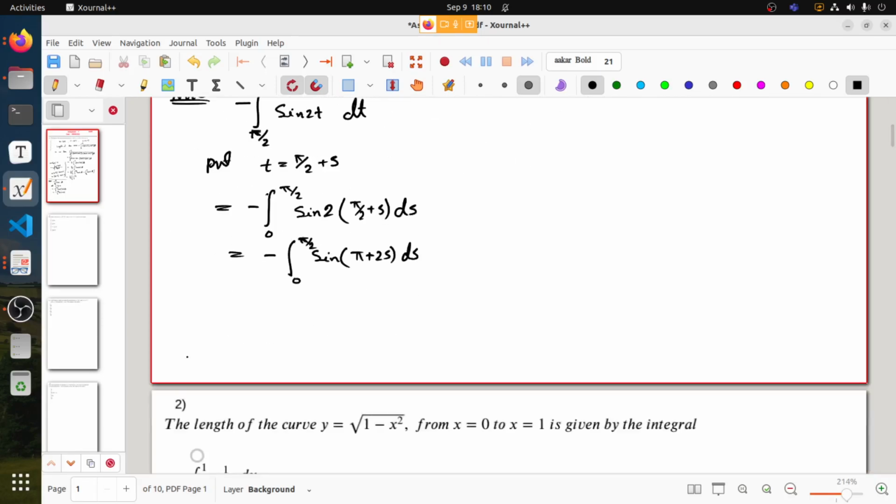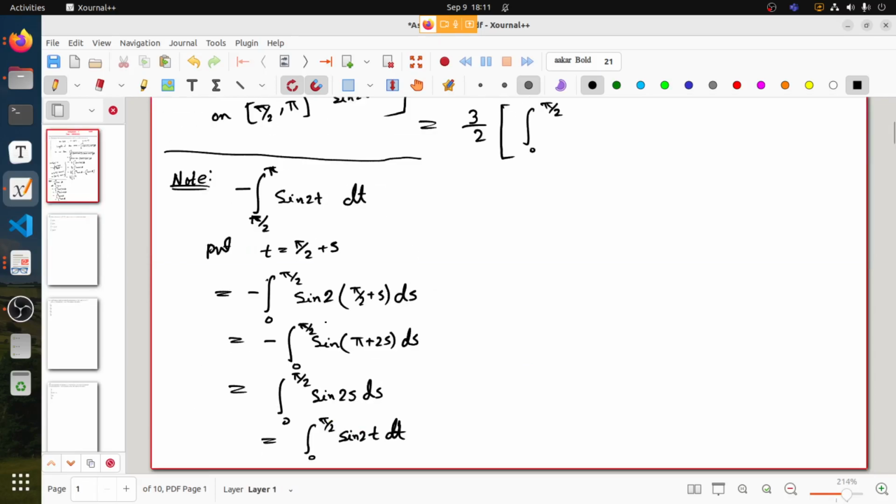So sine of pi plus something, what happens? It will be again minus of sine, right? So that's why we will get minus the integral of sine 2s ds, right? And we can change the variable, right? The integral from 0 to pi by 2 of sine 2t dt, because this is the dummy variable. So we get this, and we write it as star.